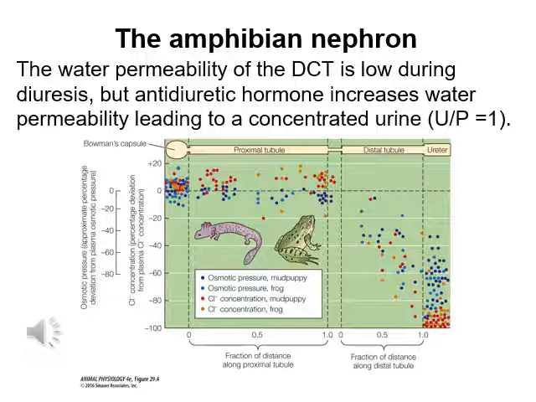The permeability to water of the distal convoluted tubule is under control of what's called antidiuretic hormone, sometimes referred to in general as ADH. Antidiuretic hormones increase the water permeability of the distal convoluted tubule, leading to a concentrated urine being produced. In the case of amphibians, the most concentrated they would produce would have a U/P ratio of 1, about isoosmotic. They're not capable of making an even more concentrated urine, as I discussed in the previous lecture.